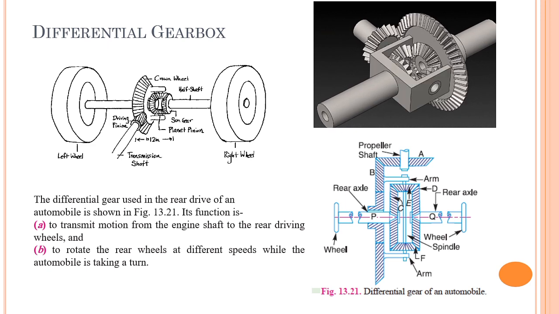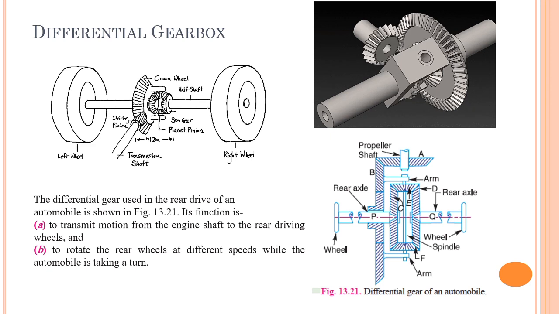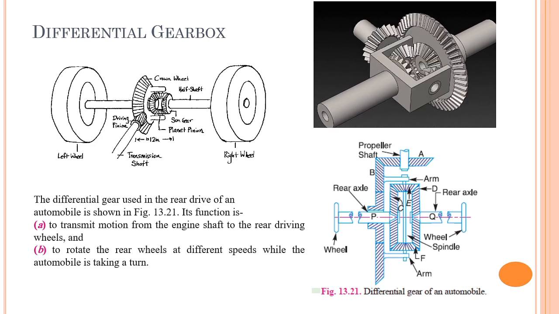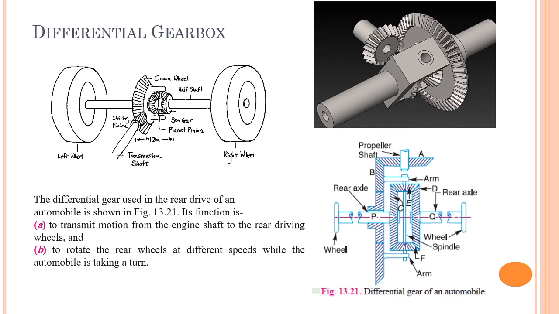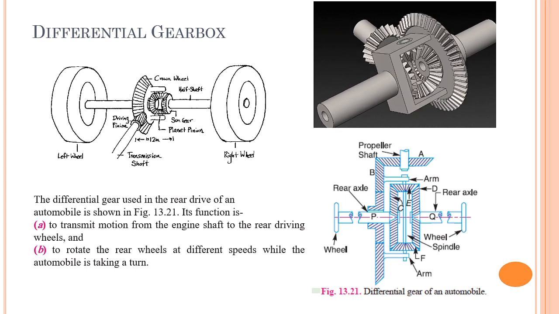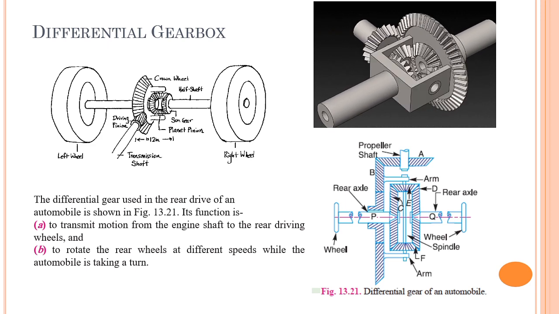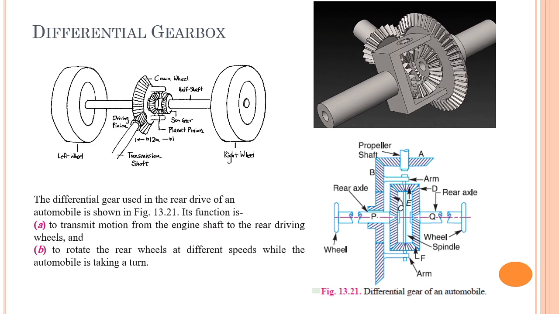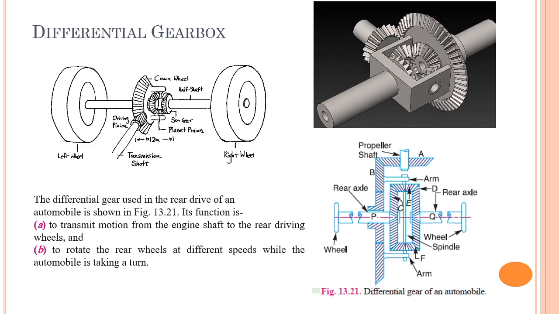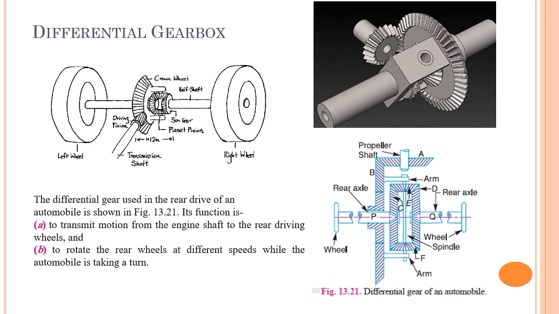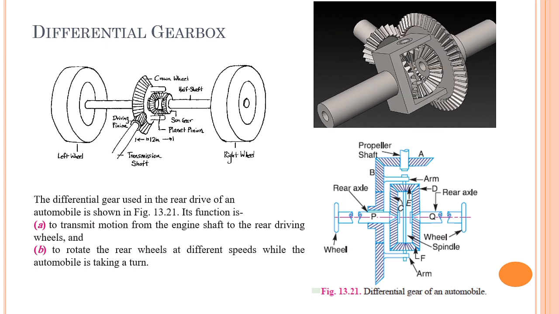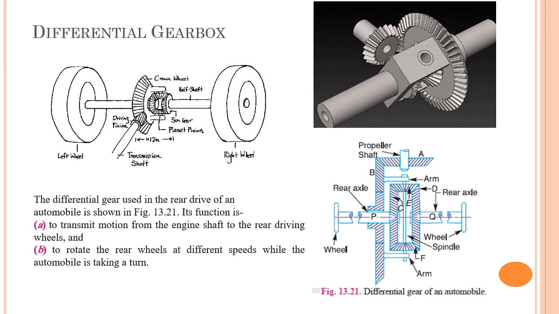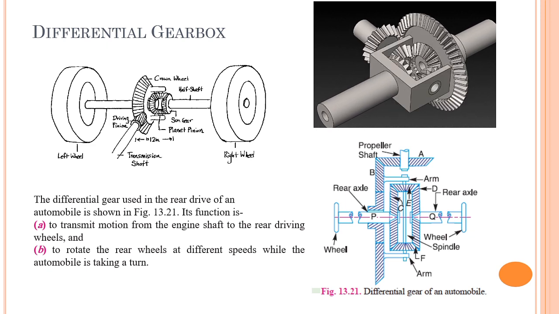First one is to transmit the motion from the engine to the rear driving wheels. You can observe in this diagram also, one transmission shaft is connected to that differential gearbox. The diagram for the differential gearbox is shown in figure 13.21. There a propeller shaft is connected to gear A and that gear A is connected to gear B. From that gear B the differential gearbox starts, and that differential gearbox is mounted in between the rear axles, that is, the rear axle connecting to two wheels. Now the first function of that differential gearbox is to transmit the motion from the engine shaft to the rear driving wheels.